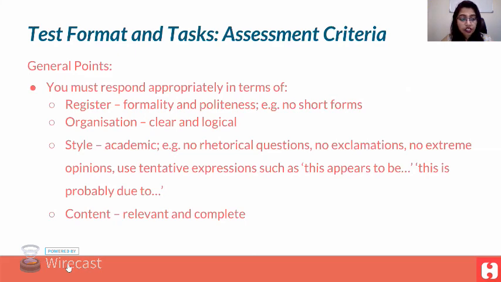Content should be relevant and complete. You cannot write incomplete content, and you don't have to move ahead of the limit that is given to you in the question paper.